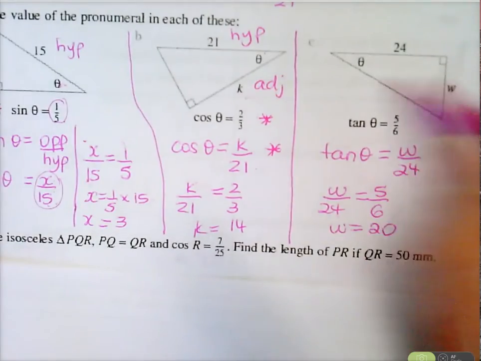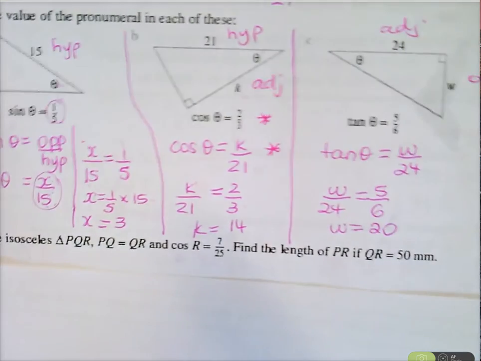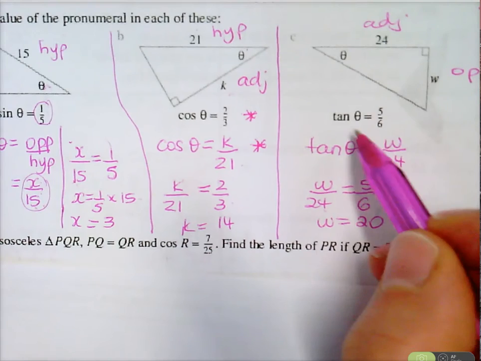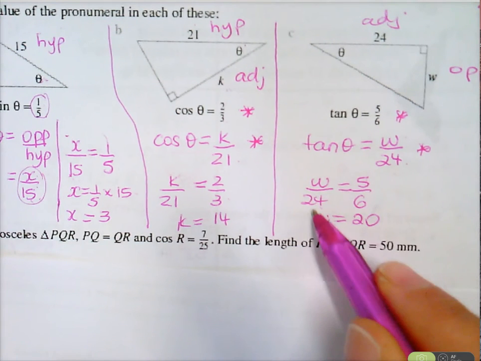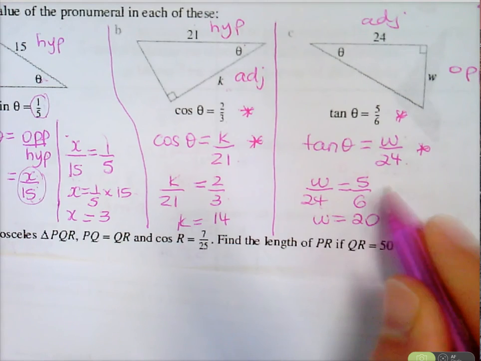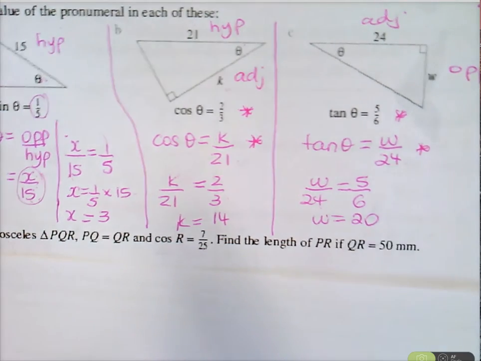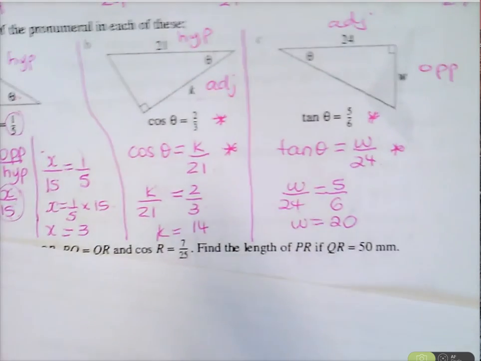And the last one, same thing with tan. Last problem, we're told that tan theta is 5/6, so we come up with an expression for tan theta. Tan theta is opposite over adjacent, which is W over 24. You've therefore got two expressions for tan theta, so therefore W over 24 equals 5/6. So W will be 5/6 times 24, which is 20. Okay, we'll continue this next lesson.